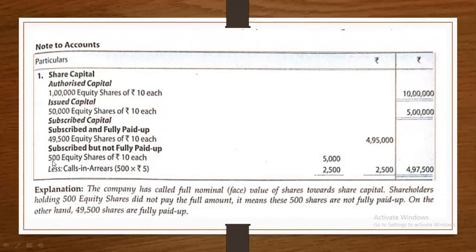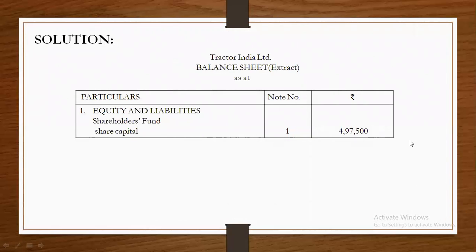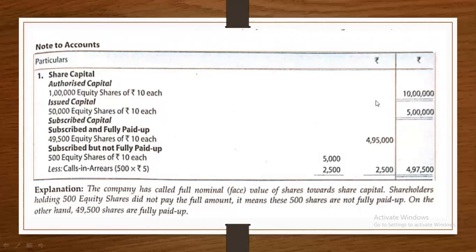And on 500 shares, first and final call is not received. So this will be recorded in subscribed but not fully paid up. So these are 500 shares at the rate of 10. It is 5,000. 2,500 is not received by the company. So that means company is receiving only 2,500. Total of these two will become 4,97,500. So this amount is recorded in the balance sheet here. So student, this way you have to show the balance sheet as well as the notes to accounts.